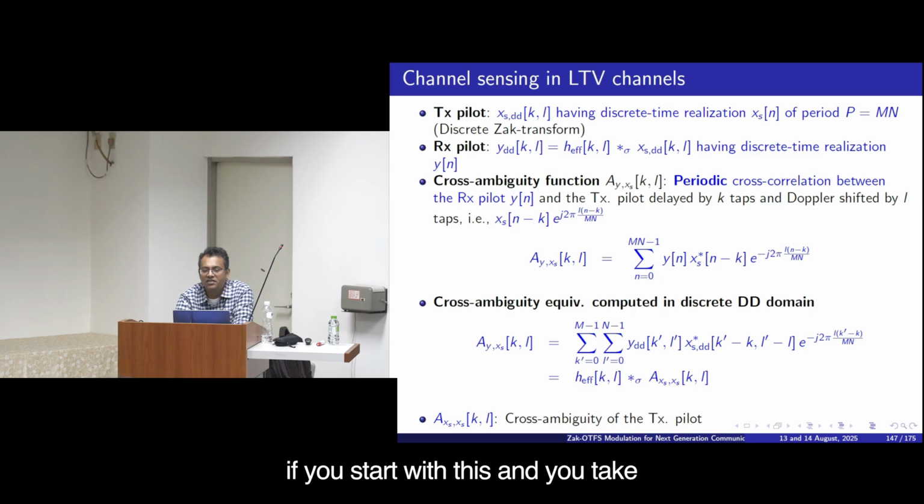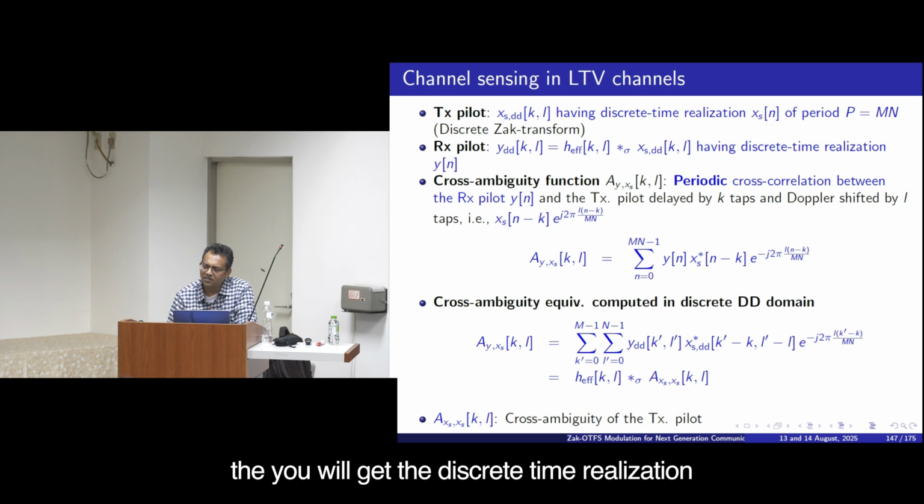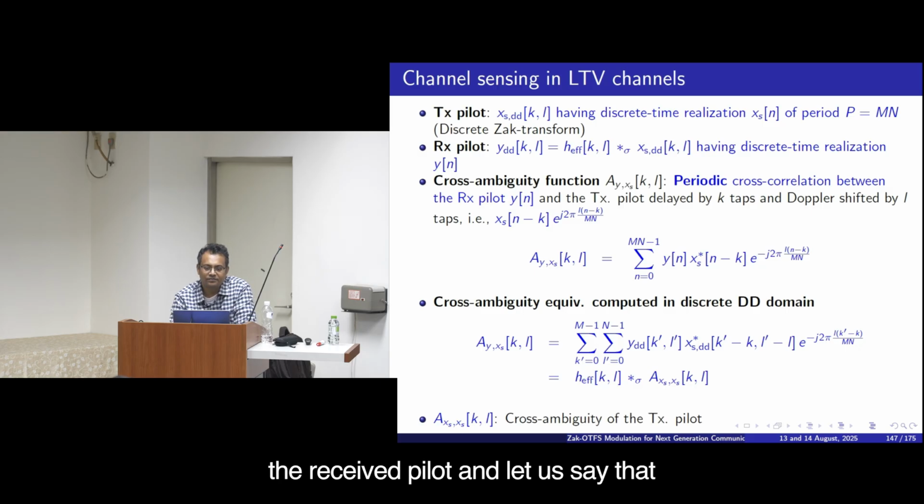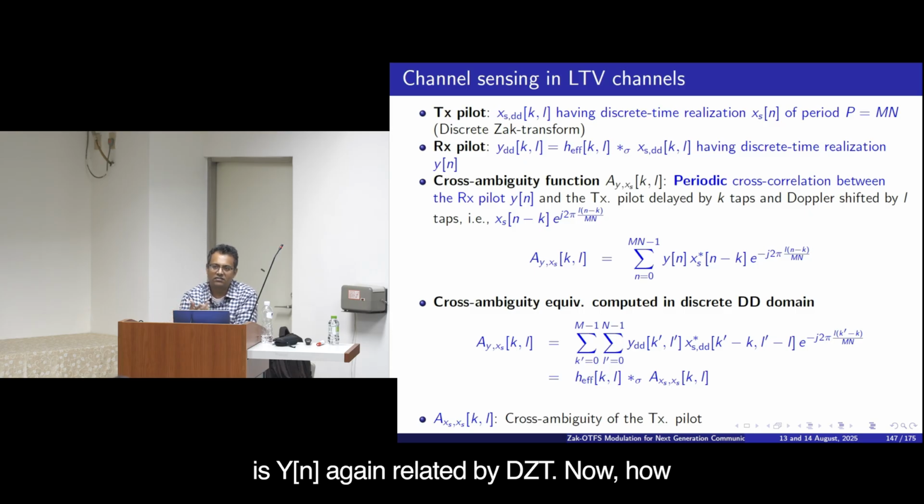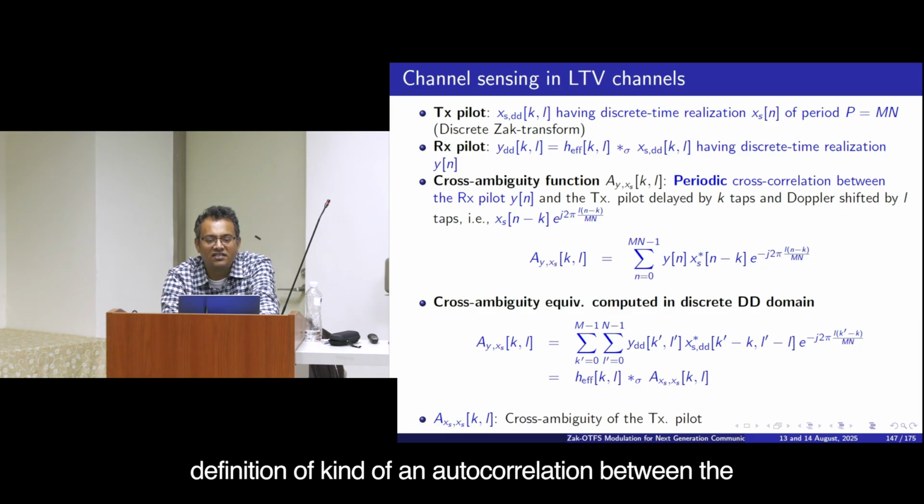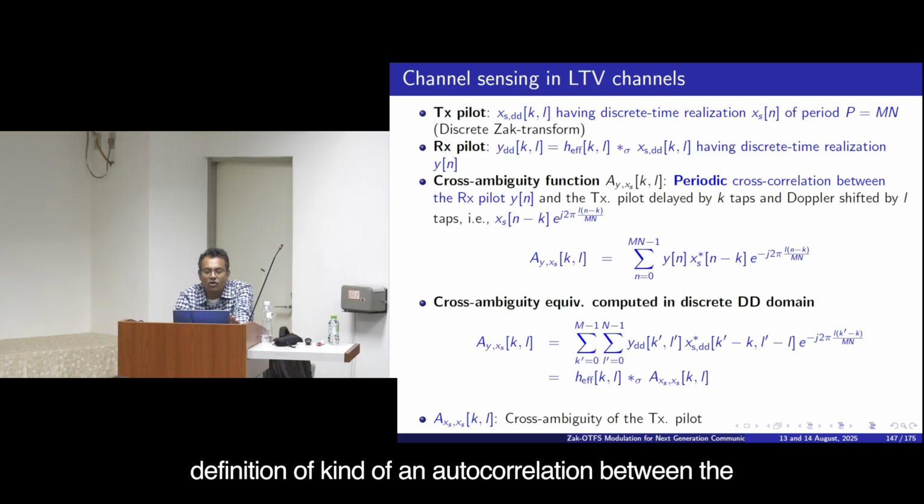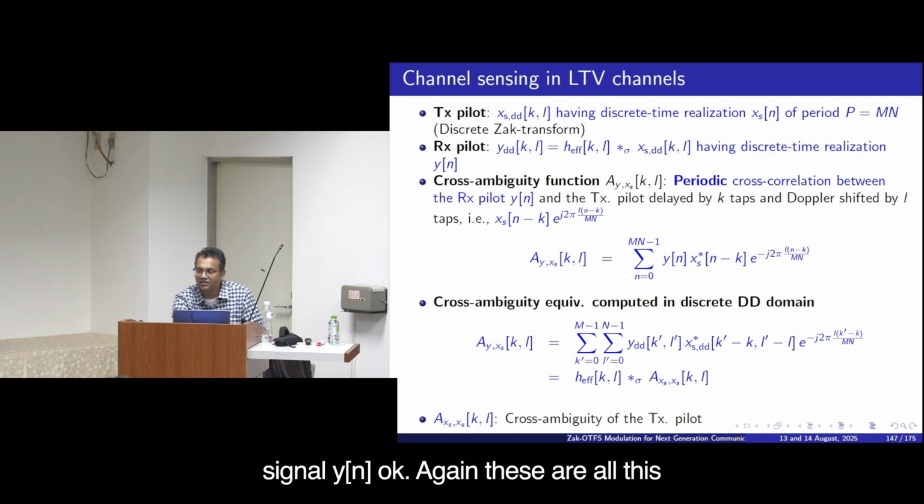I mean, if you start with this and you take the inverse discrete Zak transform, you will get the discrete time realization. We have already seen that, right. This is the received pilot, and let us say that this Y_DD has a discrete time realization, which is y[n], again related by DZT. And now, this is the generalized definition of kind of an autocorrelation between the transmitted discrete time signal x_s and the received signal y[n]. Again, there is no delay Doppler here, these are all discrete time.